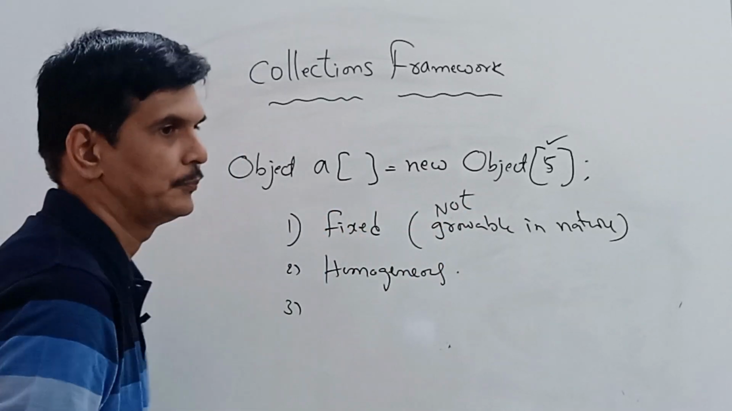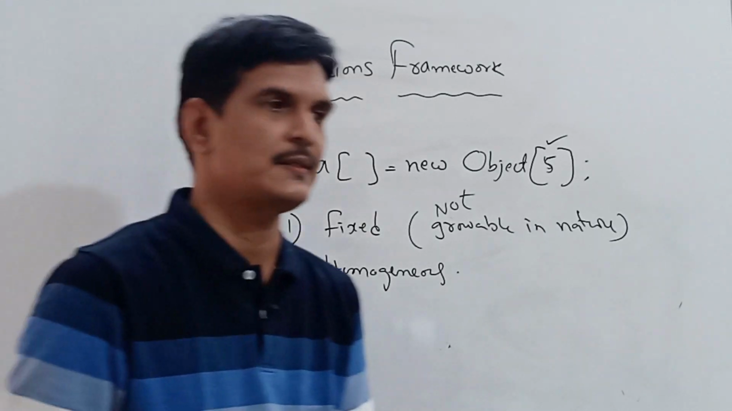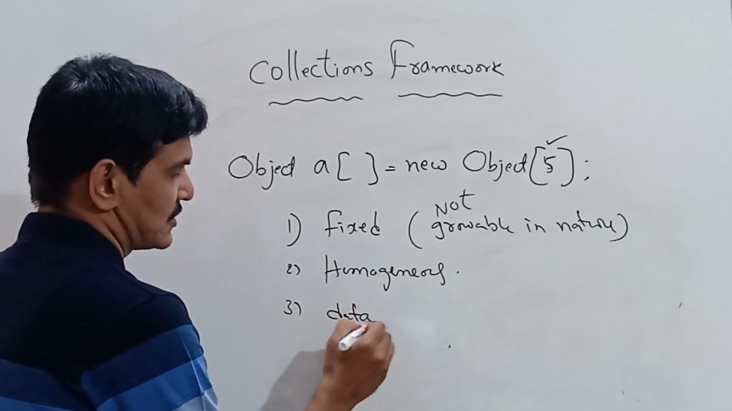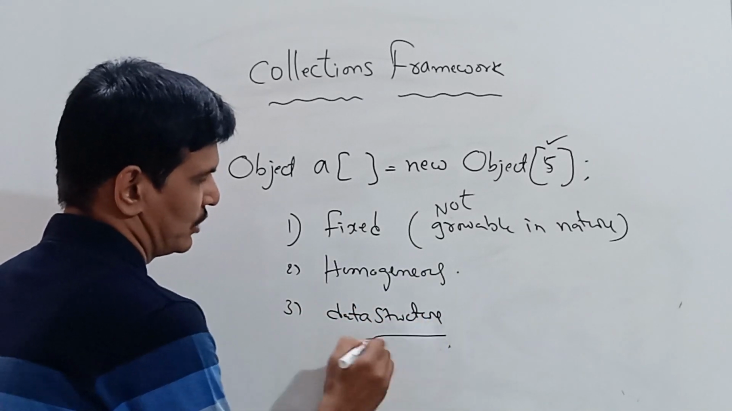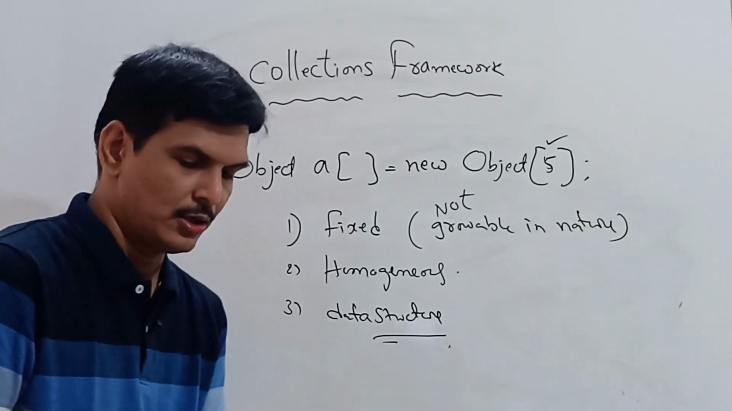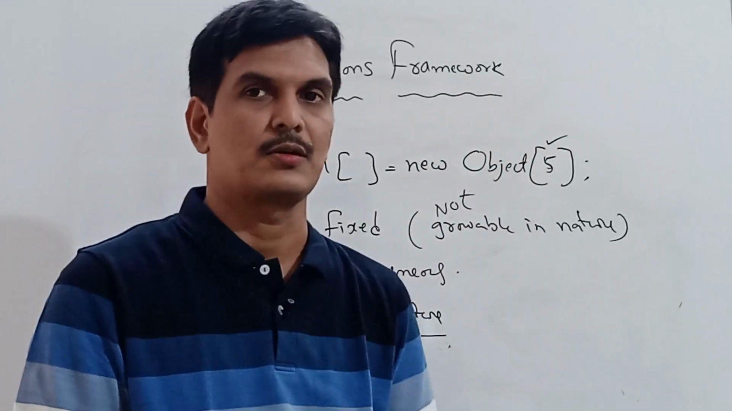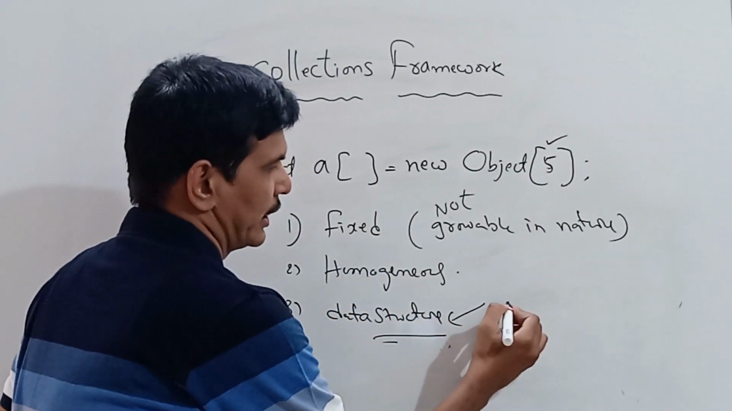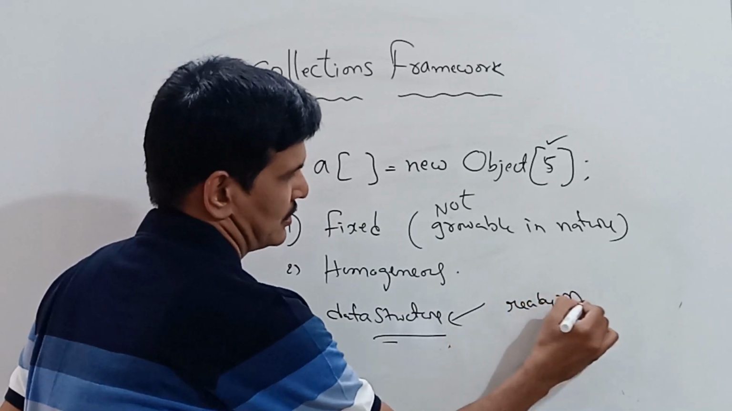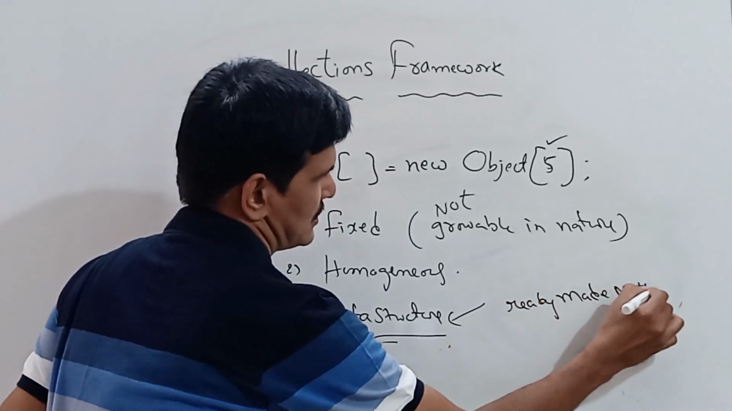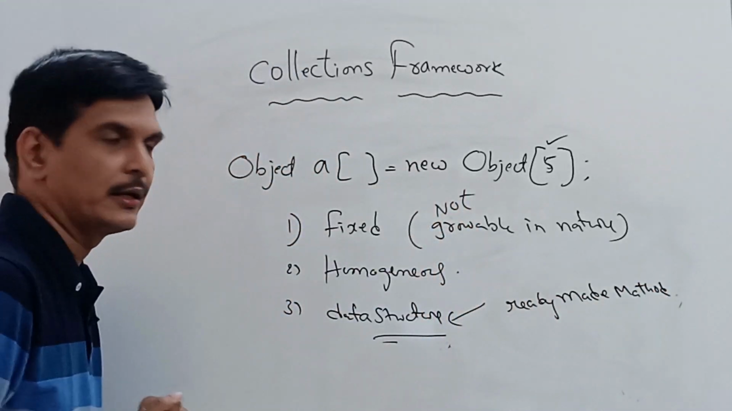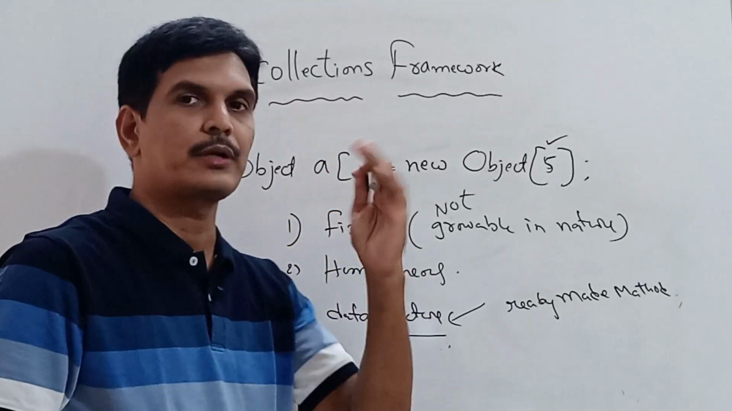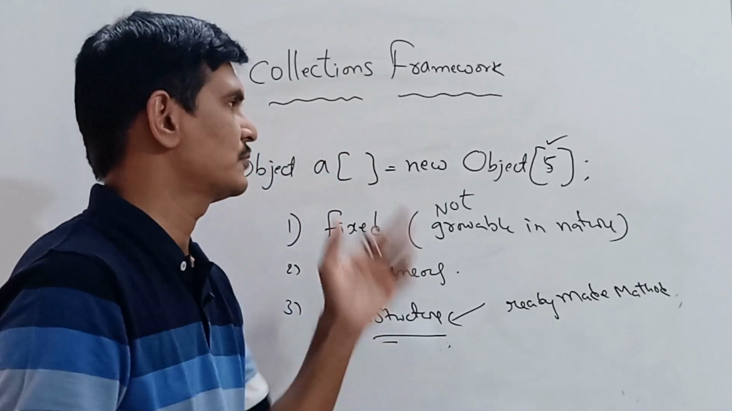The third problem is that while implementing arrays in Java, they have not used any underlying data structure concept. So it cannot support any ready-made methods. What do ready-made methods mean? Suppose when I create an array, if I want to sort some elements, or check whether some element is there in the array or not, I need to write the logic for that. I don't have any predefined methods for that.